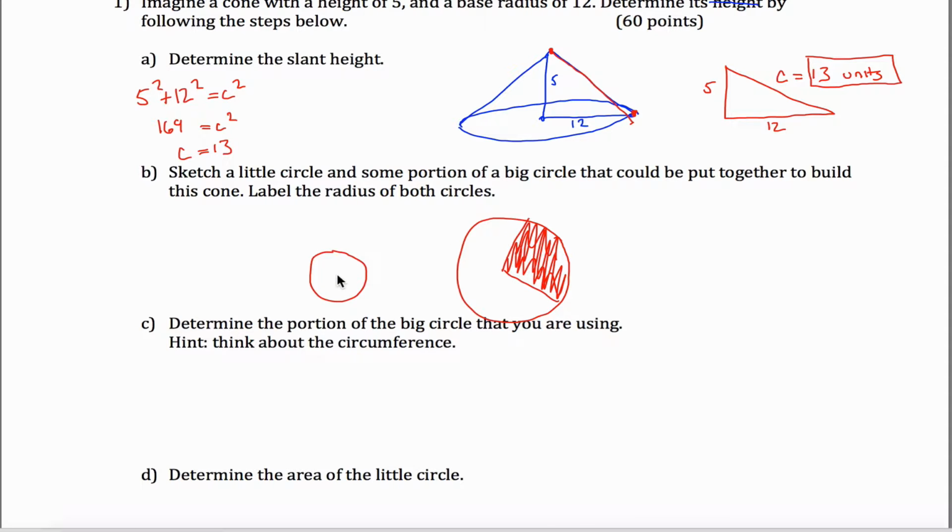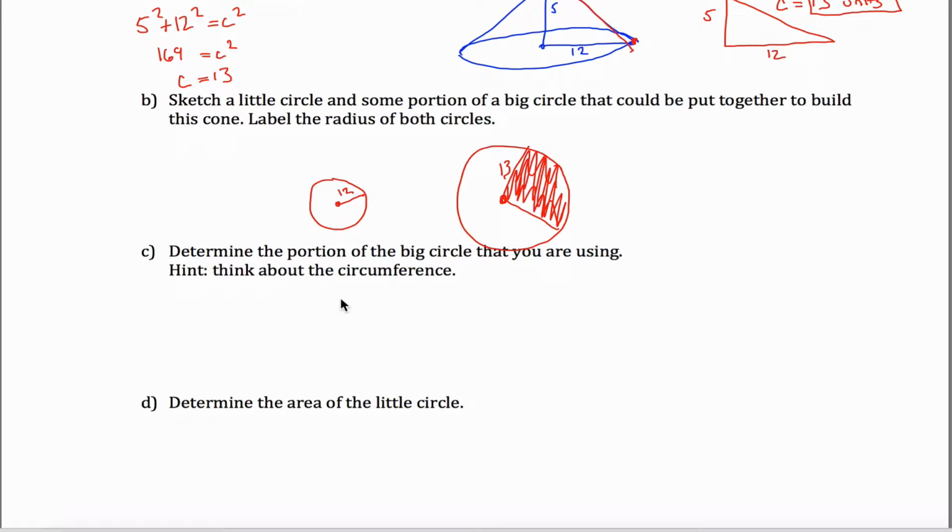Label the radius of both circles. So this bottom circle here is my base, so it has radius 12. And then this will end up being the outside of the cone. If this were gone, I could kind of fold this up. This would be the apex right here. And so the radius here would be 13. Determine the portion of the big circle that you are using. So what do I have left over here?